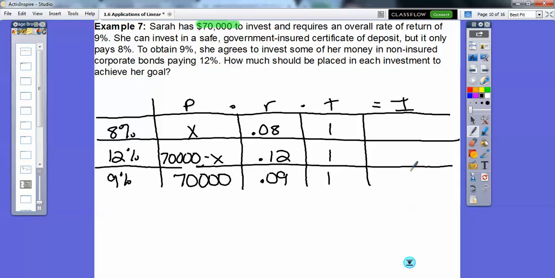So then how do I get my interest? Multiply. Principal times rate times time. So X times 0.08 times 1 must be 0.08X. Okay, when I multiply these, 1 times anything is itself, so we get 0.12 times the 70,000 minus X. Down here, you're going to have to do your 0.09 times 70,000. So if you want to go ahead and do that, what do you get?